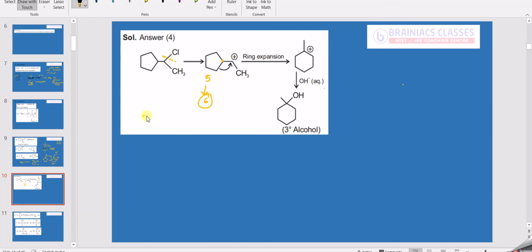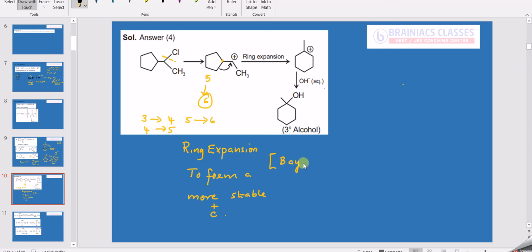So we can say if it is a 3-membered ring, it will go to 4. If it is a 4-membered ring, it will go to 5. If it is a 5-membered ring, it will go to 6. This phenomenon is called ring expansion. Why is this done? To form a more stable carbocation. Which theory is it following? It is following Bayer's strain theory.